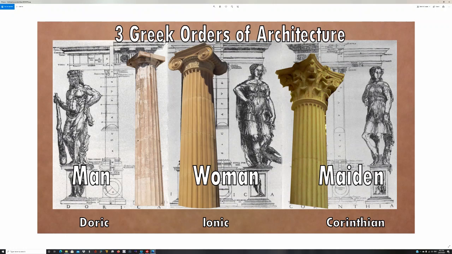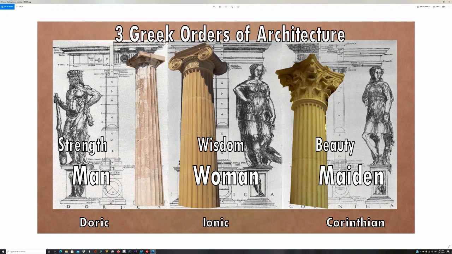They also represent, for instance, the Doric is the male, the Ionic is the woman, and the Corinthian is the maiden or the virgin. These are also known as Doric being the column of strength, the male, the Ionic being the column of wisdom, the woman, and the Corinthian being the column of beauty, or the maiden.